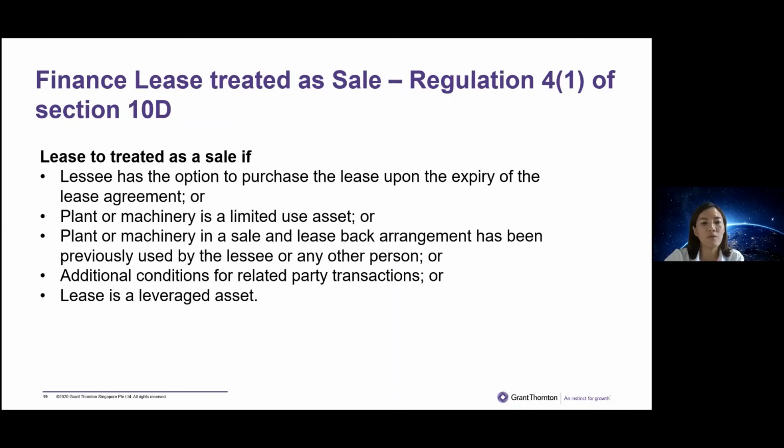And then the fourth one will be additional conditions for related party transactions. This is actually defined in the regulations, and essentially, for this condition, it means that there are arrangements where the lessee effectively provides funding to the arrangement such that, in essence, the asset is actually owned by the lessee. And the last one is leveraged lease. So leveraged lease will be a situation where there's a third party financing the arrangement and there is no recourse to the lessor, even if the loan is not being paid up. So effectively, the lessor doesn't own the asset, and it's actually the lessee that owns the asset.